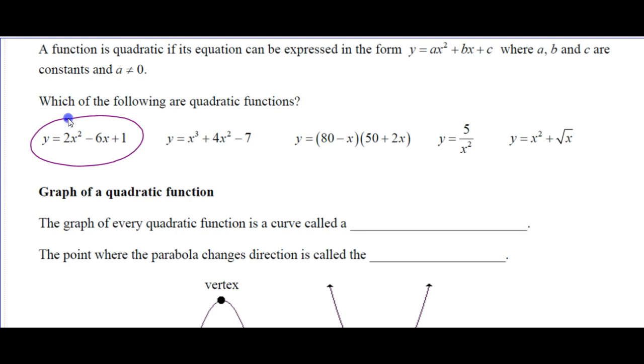Is this quadratic? No. Why not? It's got an x cubed, right? So what is it? What's the name? So this is quadratic. This is cubic. Is this quadratic? Yes. Okay, because if you multiply it out, you're going to get an x squared, and you won't get an x cubed.